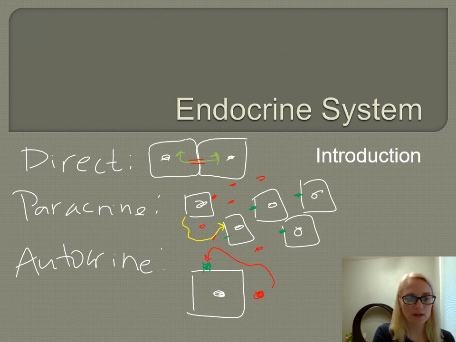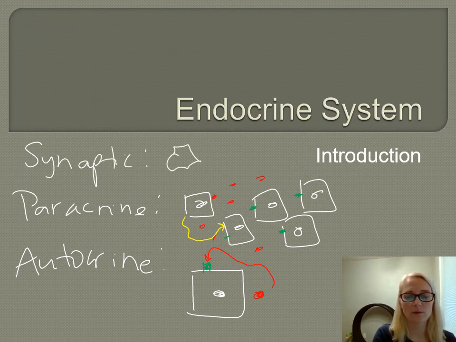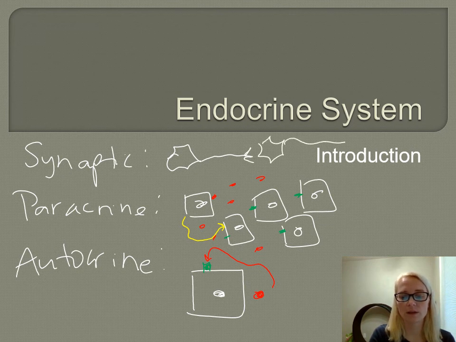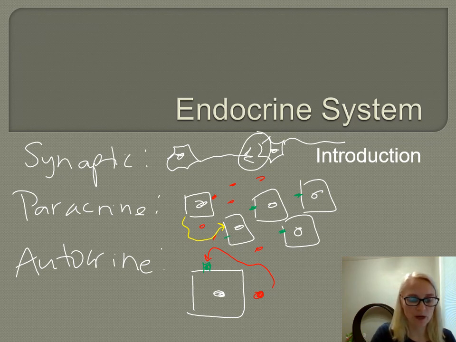Synaptic. I'm going to have to erase, so let's erase direct here. We should be super familiar with synaptic. We have one neuron communicating to another neuron at the synapse. It's releasing neurotransmitter, crossing that synaptic cleft, binding to the receptor, affecting that postsynaptic cell. So we are pros at synaptic communication.